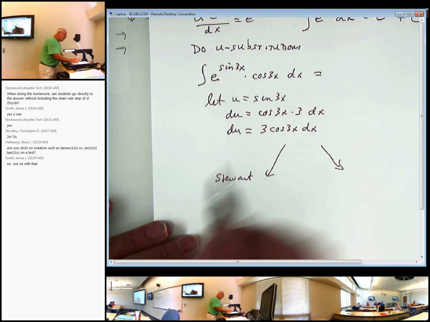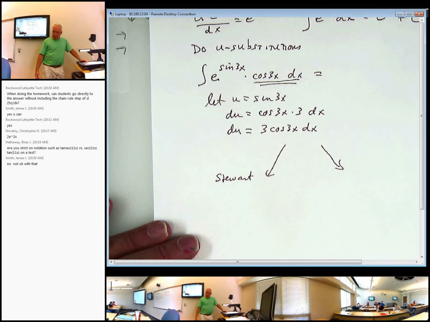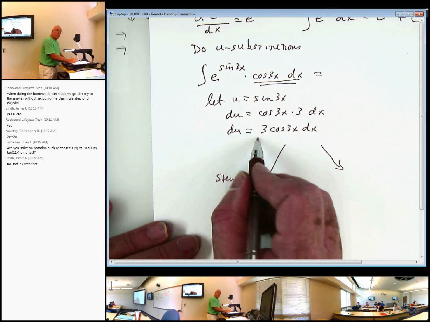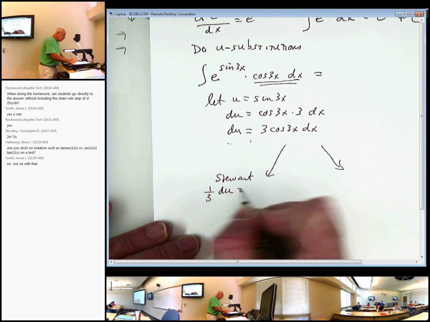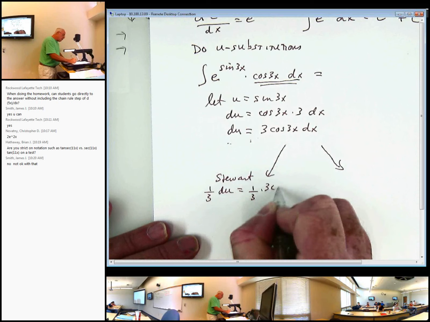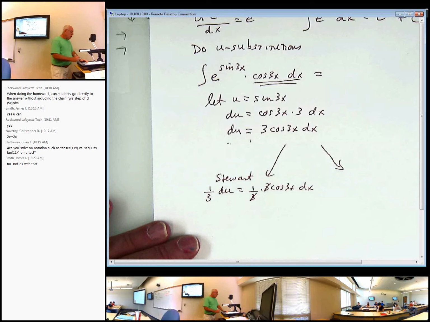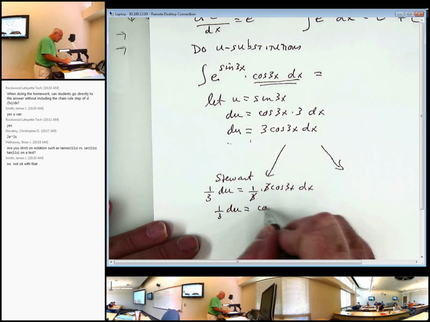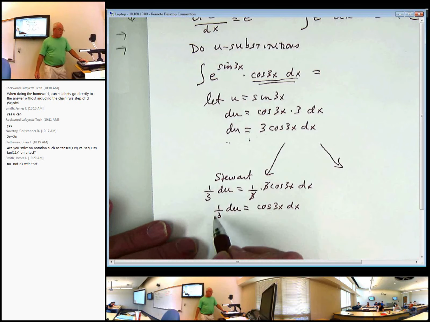We look up in our integral here, and what we have is just cosine of 3x dx. So to obtain that in this expression, we need to multiply both sides by 1/3. So 1/3 du is equal to 1/3 times 3 cosine of 3x dx. And of course, the 3's cancel out. So I will then be able to replace cosine 3x dx in my original integral by 1/3 times du.